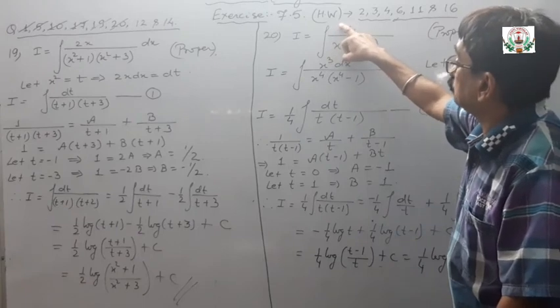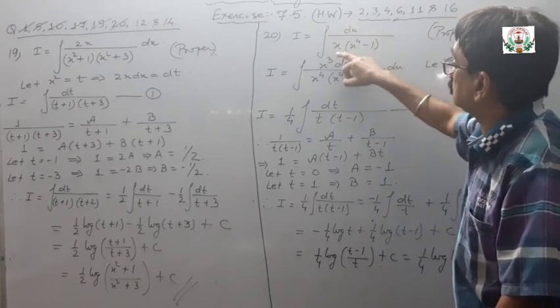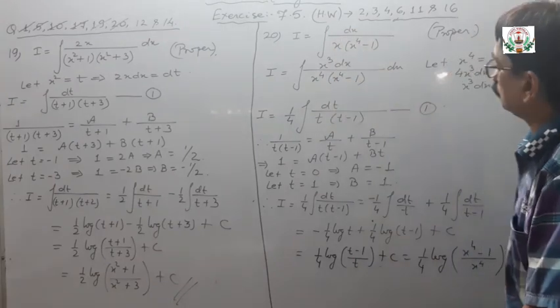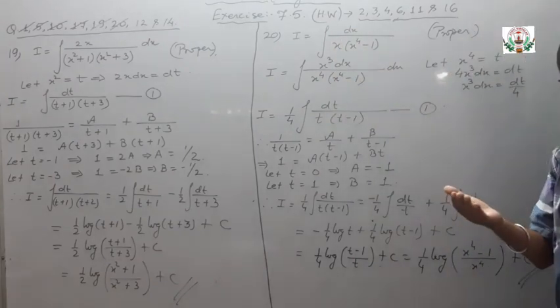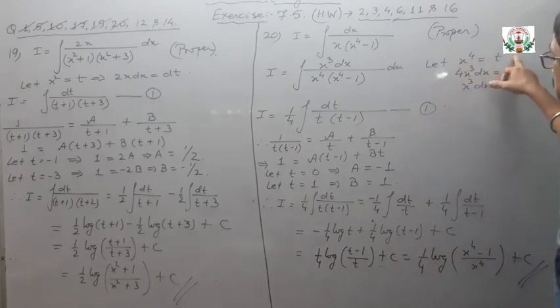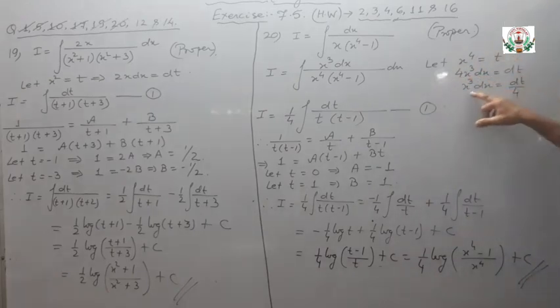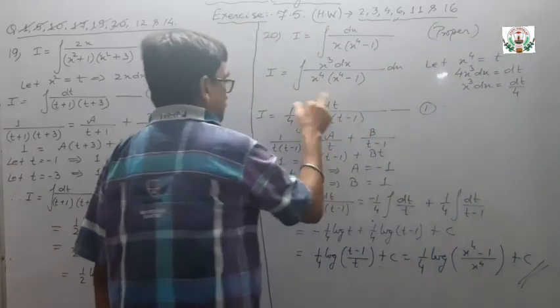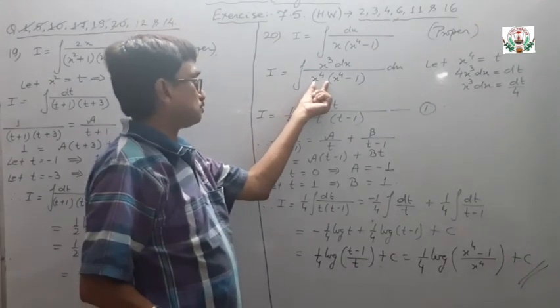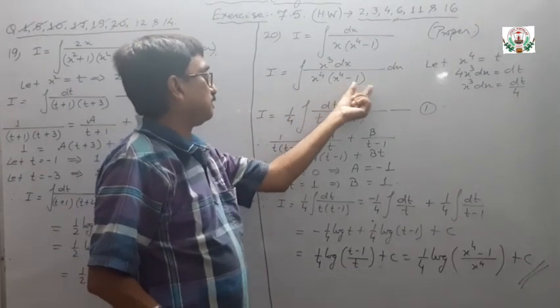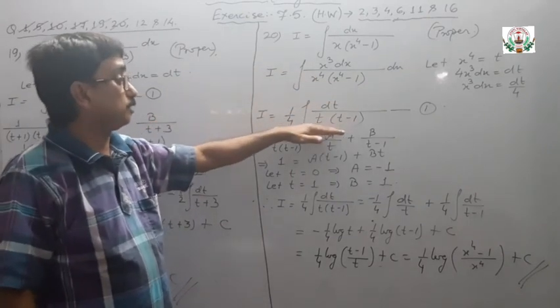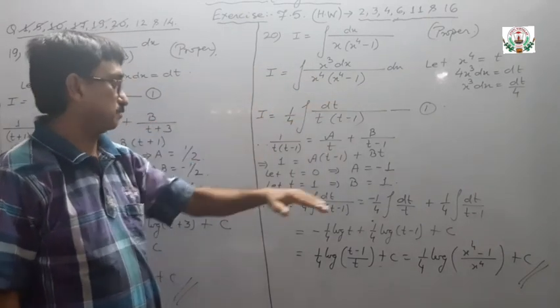We will multiply the numerator and denominator with x cube. So x cube dx, or x into x cube, x to the power 4. Now if we take x to the power 4 equals t, its differentiation will be 4x cube dx equals dt. So x cube dx will become dt by 4. So dx is dt by 4 and x to the power 4 is t. So t minus 1. Now this integration question has been converted to a non-repeated linear factor.